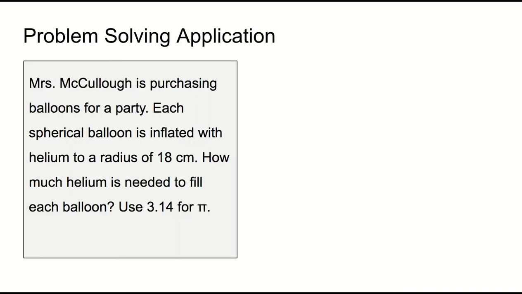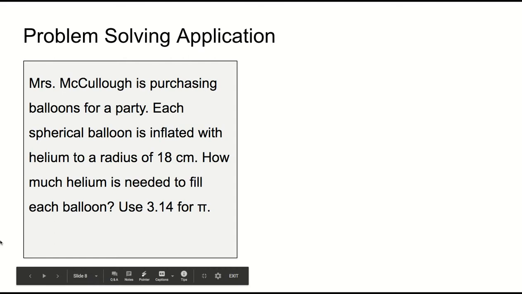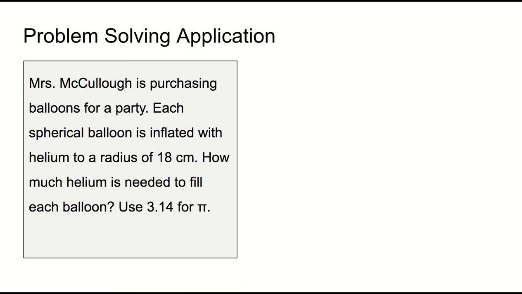All right, now we have a problem that we want you to solve. Mrs. McCulloch is purchasing balloons for a party. Each spherical balloon, so it's in the shape of a round sphere, is inflated with helium to a radius of 18 centimeters. How much helium is needed to fill each balloon? Use 3.14 for pi. So I think you have the tools now. You can solve this problem. Please put it on pause and give it a try. Come on back when you're ready.